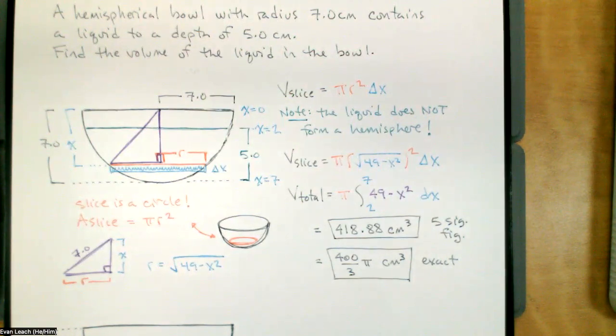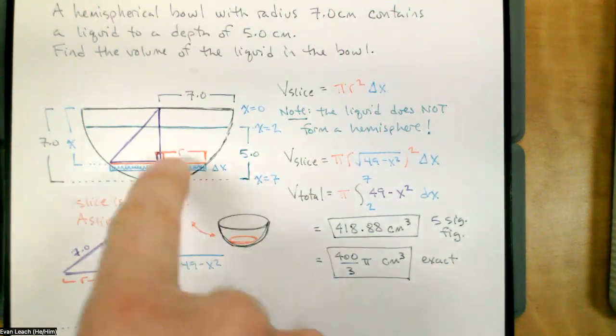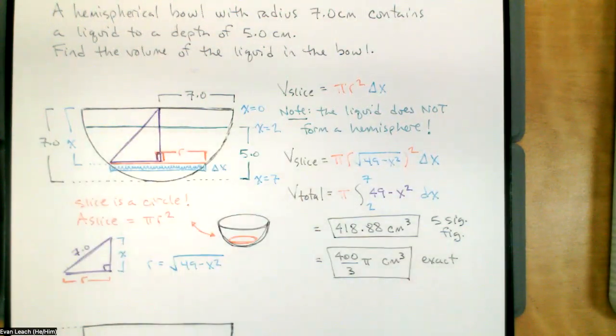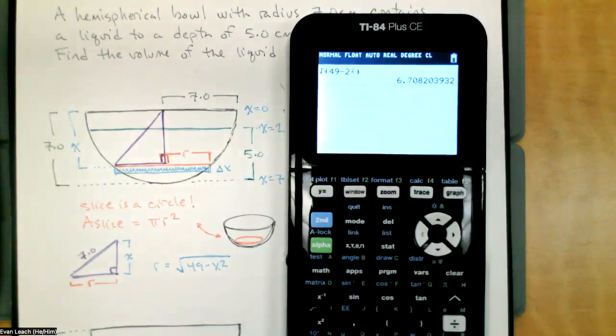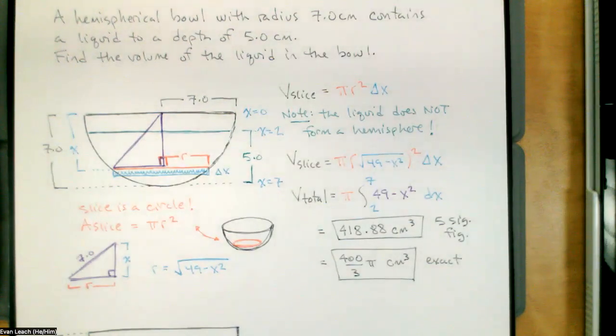Earlier I had mentioned that the liquid does not form a hemisphere. Notice that when x is equal to 2, this relationship must hold. So the radius of the circle at the surface of the water will be the square root of 49 minus 2 squared, or 6.71. That is not 5, so it is not going to be 5 all the way around. So it's not a hemisphere.